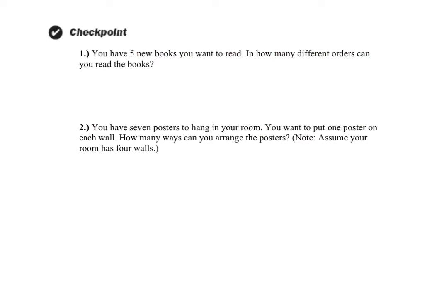You have 5 new books you want to read. In how many different orders can you read the books? Okay, well, because it tells you right there, we're looking for different orders, we know this is a permutation. So we put a big capital P. All right, how many choices do I have? Well, you have 5 new books, so there are 5 choices. And you're going to read all of these books, so there's actually 5 spaces as well, since you're going to read them all.